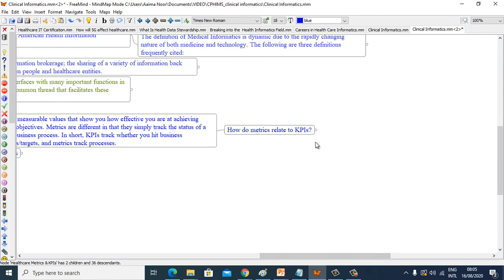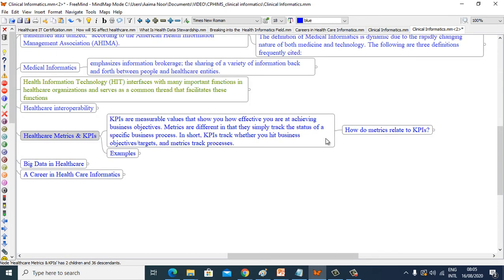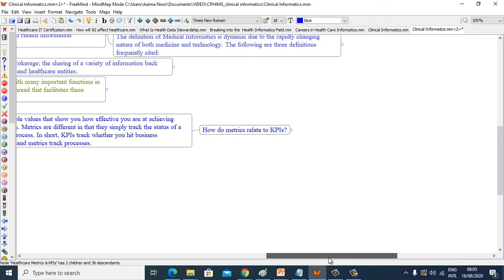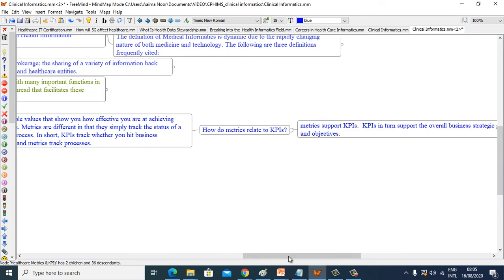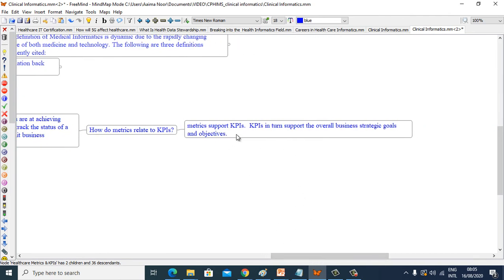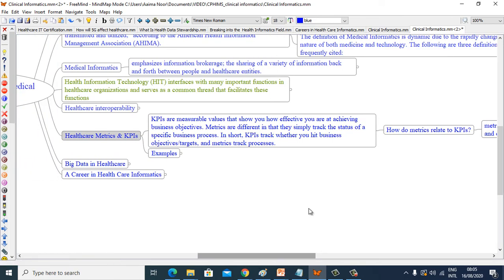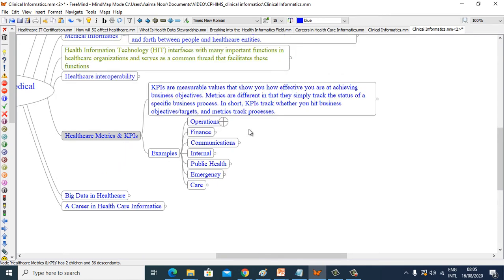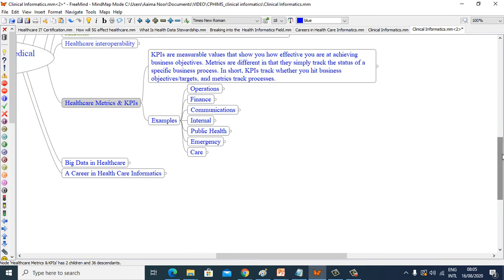How do metrics relate to KPIs? Metrics support KPIs. KPIs in turn support the overall business strategic goals and objectives. Now we'll see KPI examples. We'll explore KPI examples in operations, finance, communication, internal, public health, emergency and care.